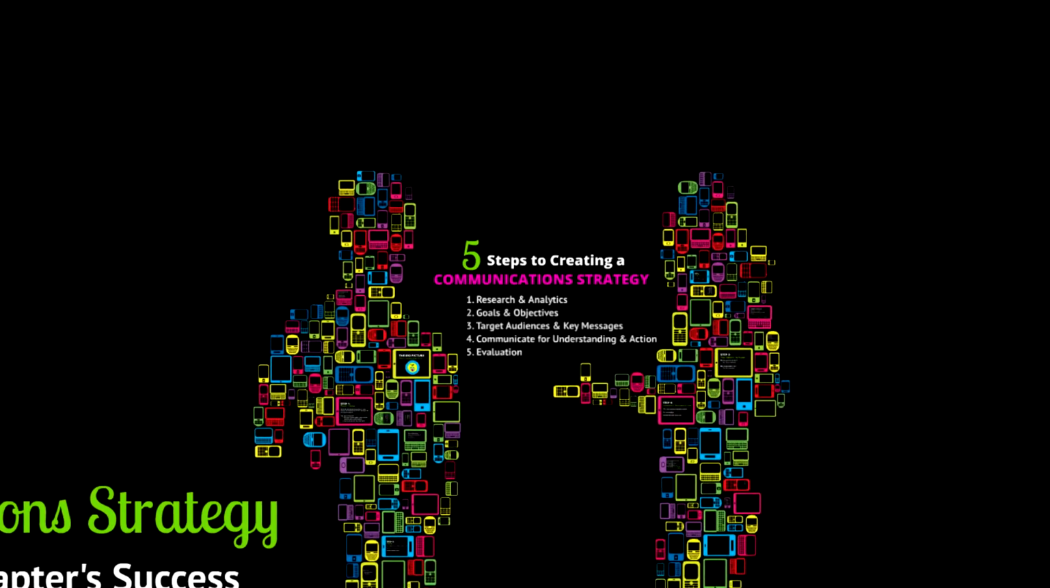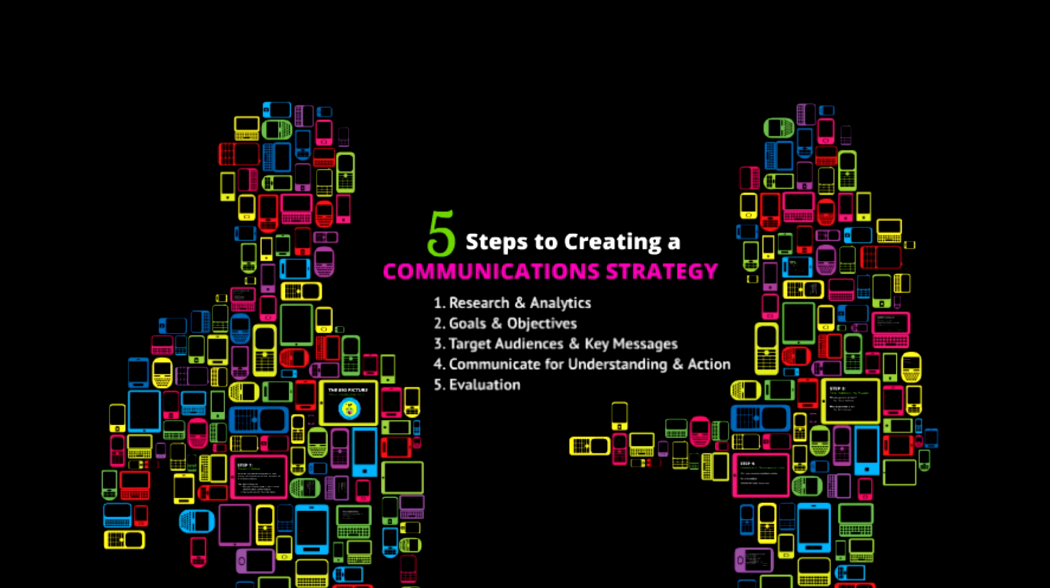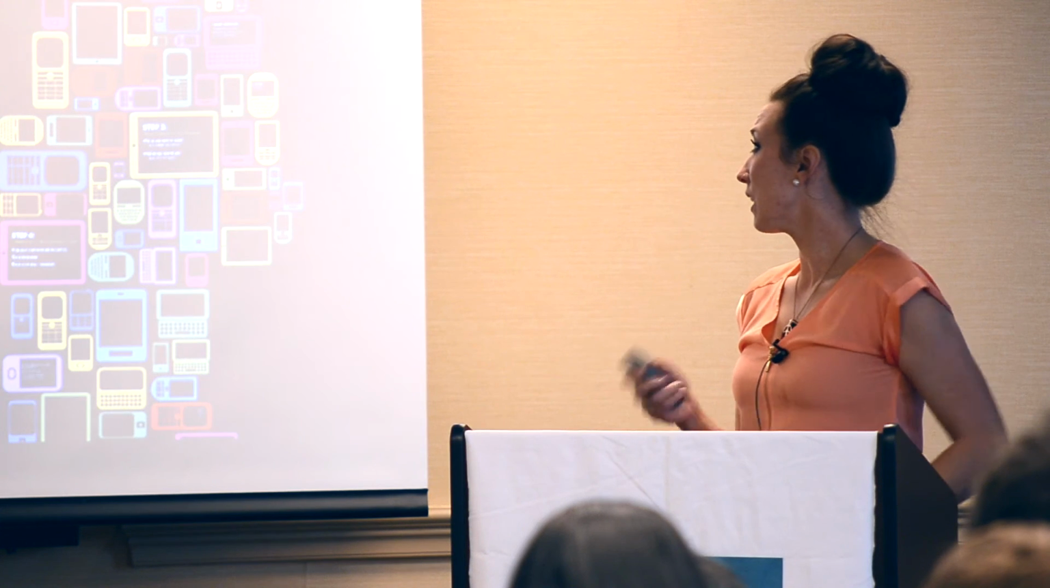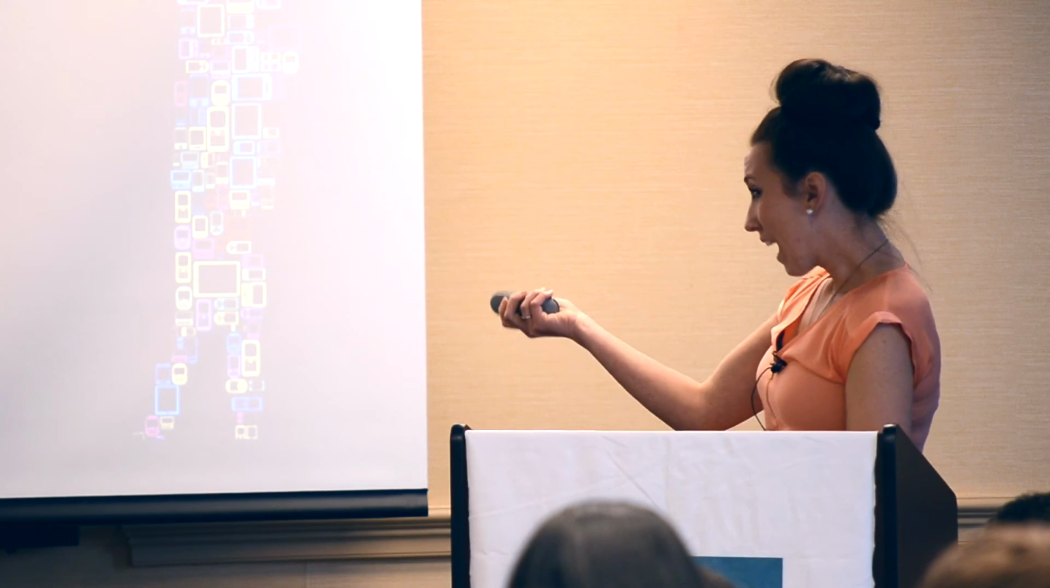So, what did we really talk about today? 5 steps to creating a communication strategy, which includes doing some type of research and analytics, developing goals and objectives for yourself, figuring out who your target audiences are and what messaging you're trying to get out to them, ensuring that you're communicating for understanding and action, right? That's always the next step. And then evaluating.